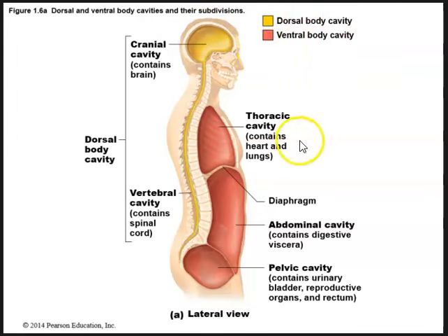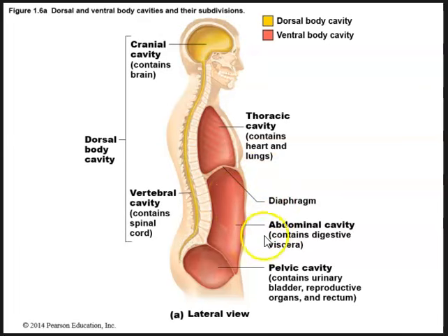Then the ventral body cavity, which is more anterior, contains the thoracic cavity with 3 subcavities. We have 2 lateral cavities as well as the mediastinum, again housing the heart and lungs. And then we have this muscle right here which separates this thoracic cavity from the abdominal cavity. This muscle is called the diaphragm, and the diaphragm is of course very important, especially as a muscle used for respiration.